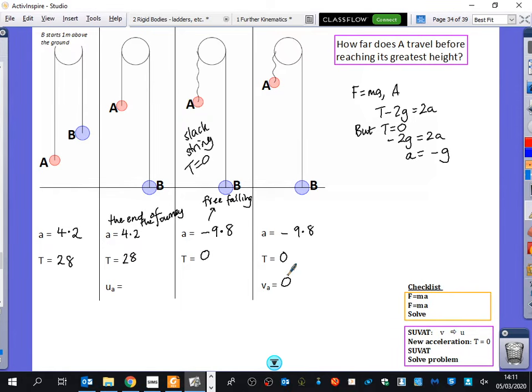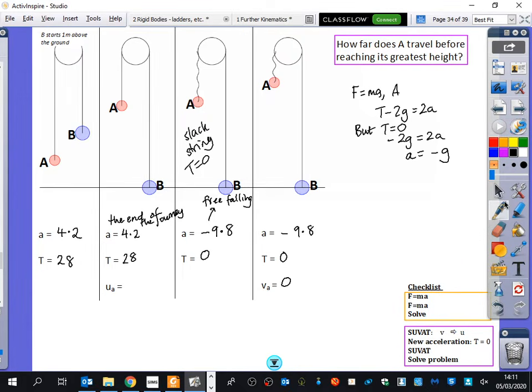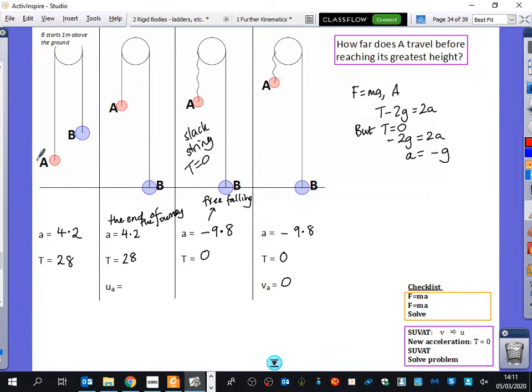So we've now kind of gathered nearly all of the information that we need here. We're going to try and actually answer the question, which is how far does A travel before reaching its greatest height? Okay, so we need to know how far does A travel from here all the way up to here. That's what we're really trying to work out. What is the total distance that A travels? Is there any distance between these 4 diagrams that we've got here that we know about instantly? From here to here, how far has A travelled? That is 1 metre, because B has fallen down 1 metre. So A must have travelled up 1 metre.